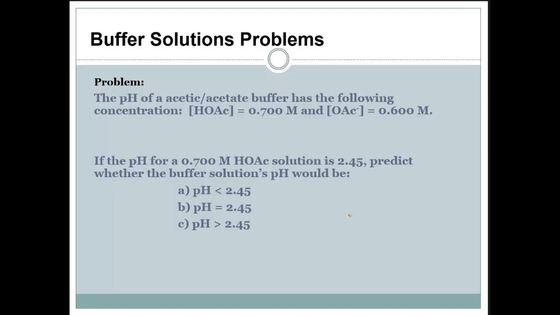So let's think about this logically. If the pH of an acetic acid and acetate buffer has the following concentrations, we have 0.7 molar of the acid, 0.6 molar of the base. If the pH of the 0.7 acid is 2.45, predict whether the buffer solution's pH would be greater than, less than, or equal to 2.45.